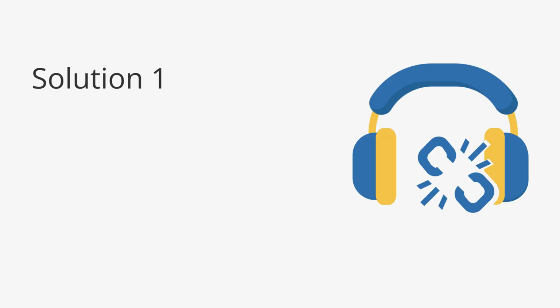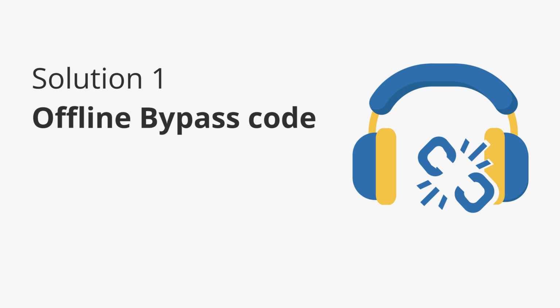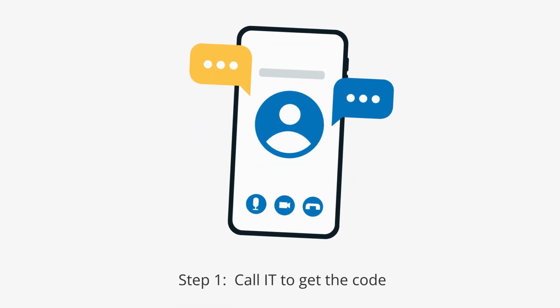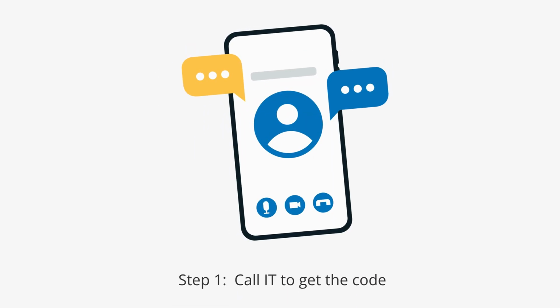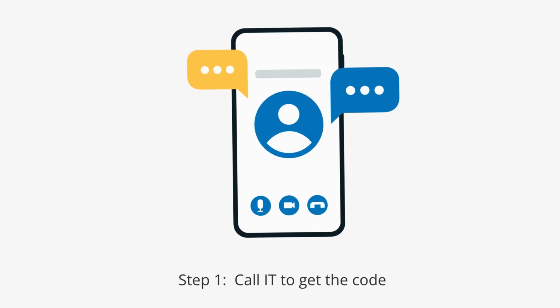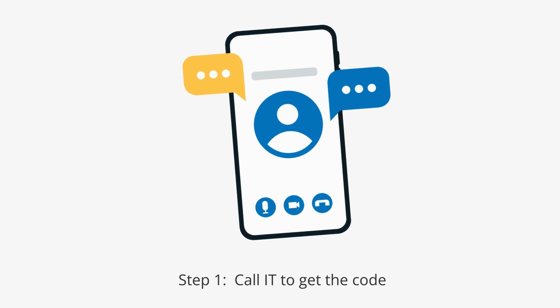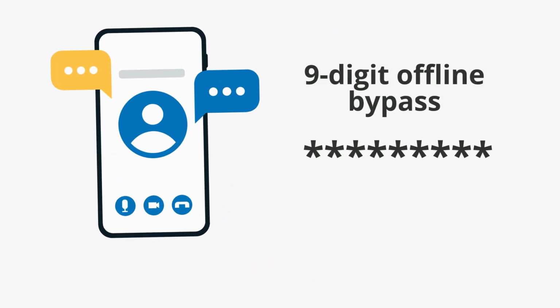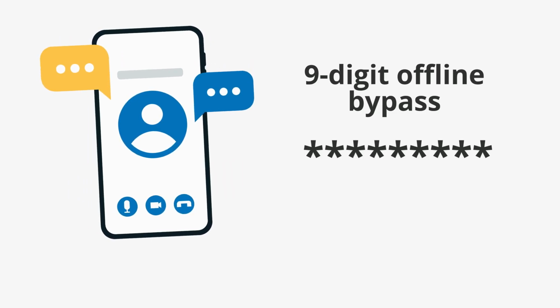Solution 1. Offline bypass code. The first solution is to use an offline bypass code. Here's how it works. Philippe calls his company's help desk and explains the situation. The help desk pulls up his user profile and after verifying his identity, reads him a 9-digit offline bypass code that's been pre-generated and stored securely in his account.